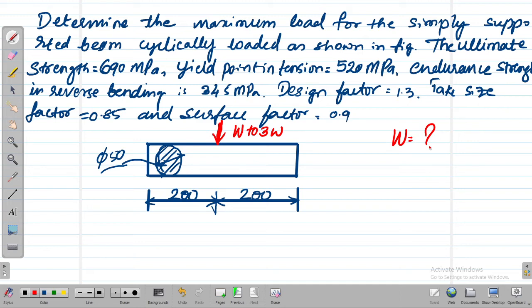Now as it is a simply supported beam, subjected to the point load at exactly the middle of its span, what is the parameter you need to find out to get the stress value? Once you get the stress value, you can easily find out the value of W. Can someone summarize first what we need to do?